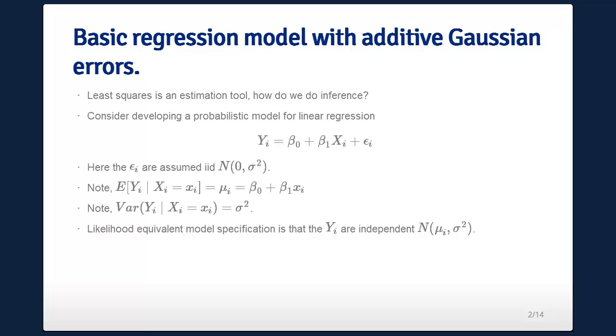This is equivalent, and now we're going to rely on normality, if we assume that not only the epsilons are IID with 0 mean and variance sigma squared, but that they're actually normal. Then this model yields the same likelihood as if we were to simply assume that the y's were normal with mean mu i and variance sigma squared, and that the mu i satisfied that relationship.